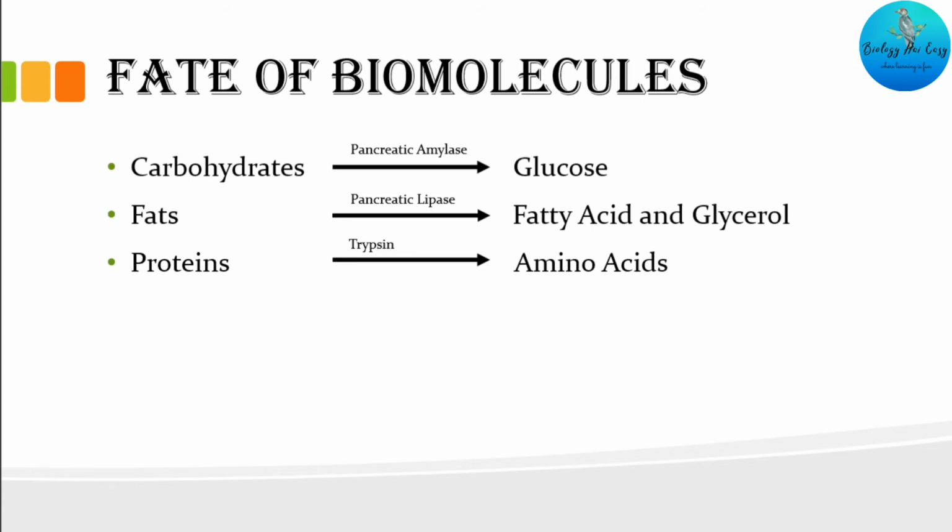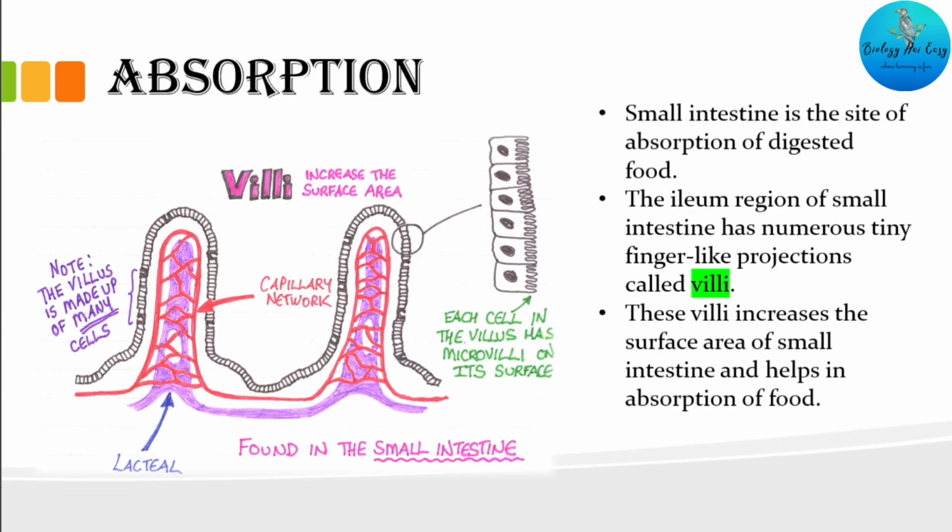In this way, the large, complex, and insoluble food particles are converted into smaller, simpler, and soluble forms by the action of various digestive enzymes, thus making it easy for the absorption of the nutrients from the food by the body. Now let's see how absorption of nutrients occurs in our body.